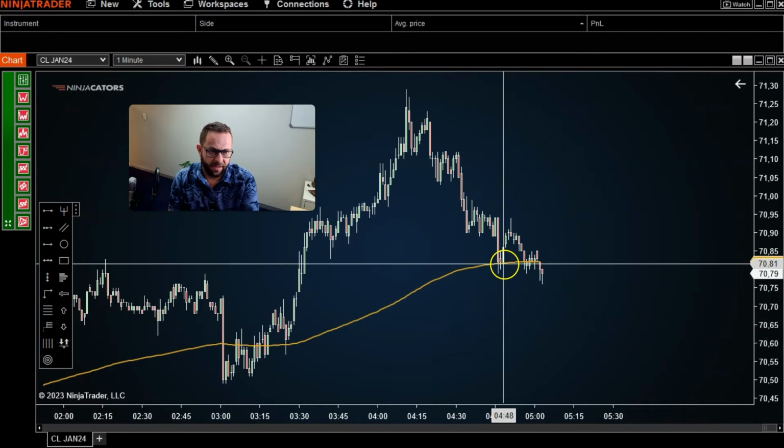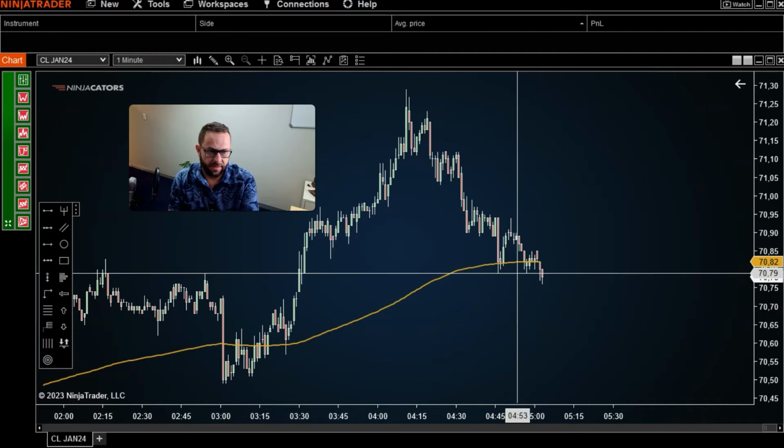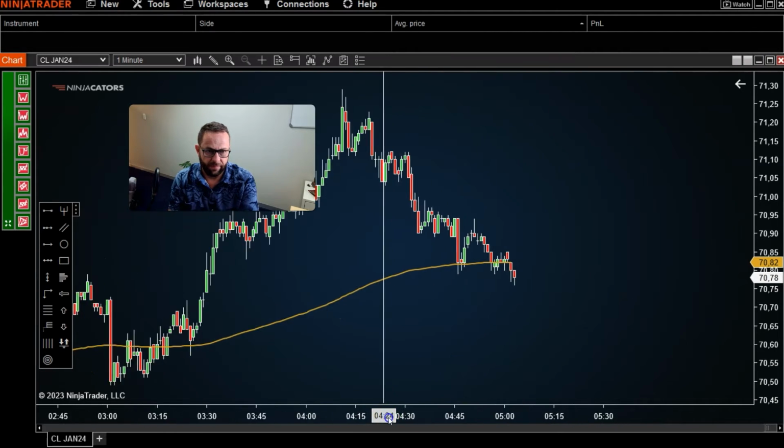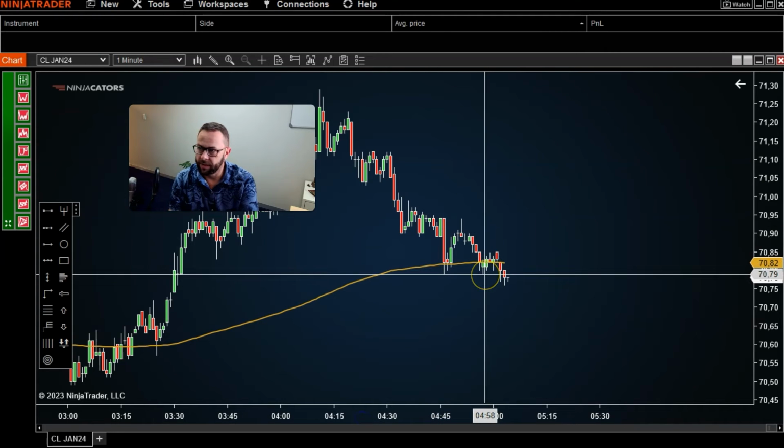Right, seems price is trying to close below that 200 EMA. No signals as yet, although visually it does look like we could be seeing a little cup and handle, an inverse cup and handle forming here.